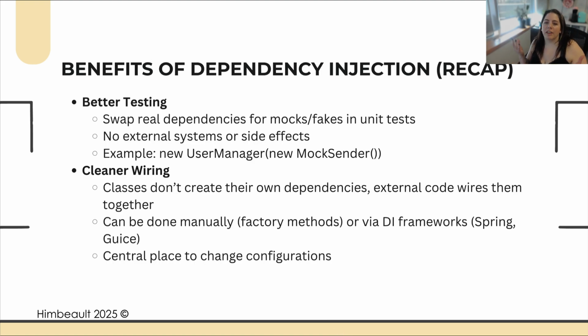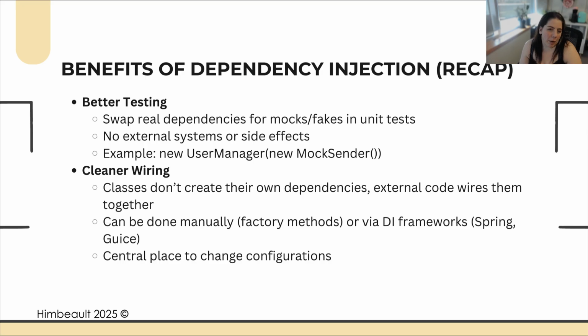So there are tons of benefits to dependency injection, and a lot of this is just a very quick recap about them, right? We can swap our real dependencies for mocks and fakes in our unit tests. So we can define all new classes that implement the same interfaces as our real ones and use them for testing. And this allows us to ensure that no external systems or side effects get in the way. We've already seen this done in testing examples in previous weeks.